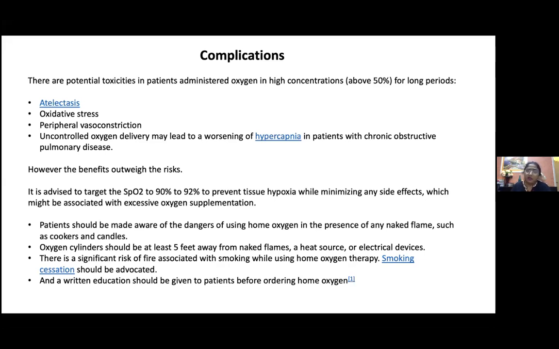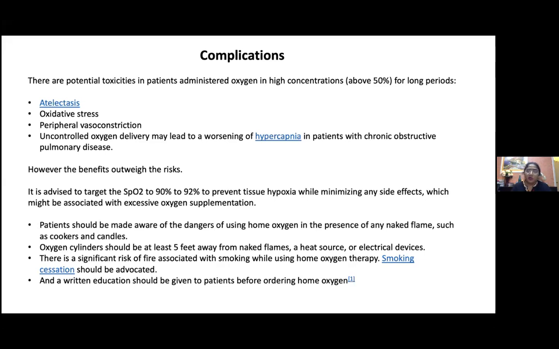However, the benefit always outweighs the risk. It is advised to keep the saturation at 90 to 92. Okay. The ideal figure is 94, but 90 to 92 is acceptable to prevent tissue hypoxia while minimizing any side effects which might be associated with excessive oxygen supplementation.